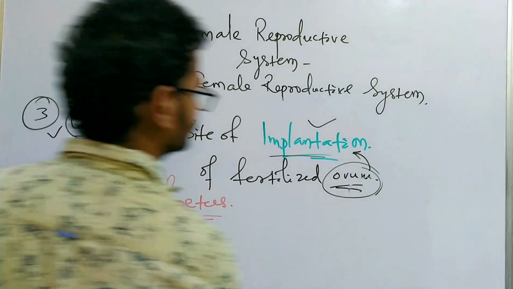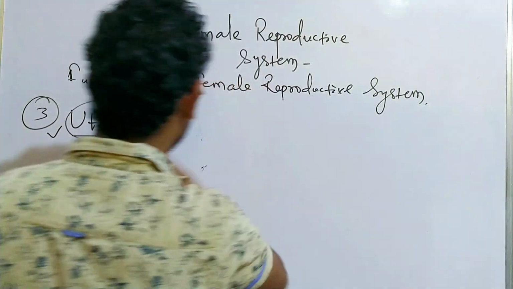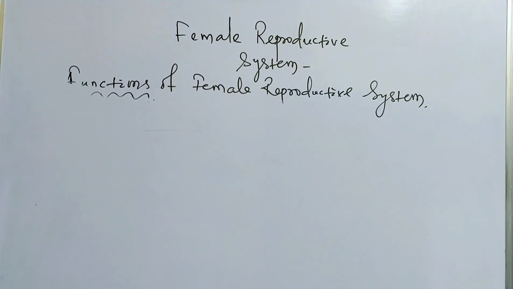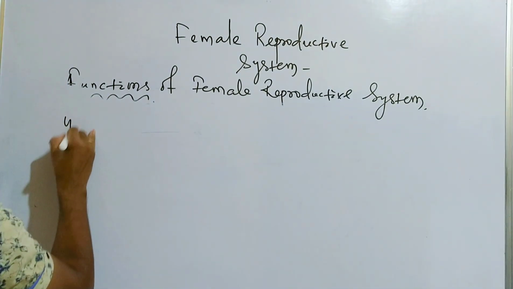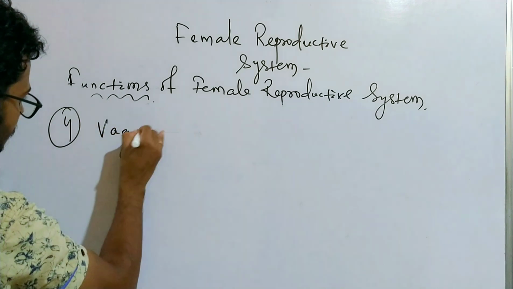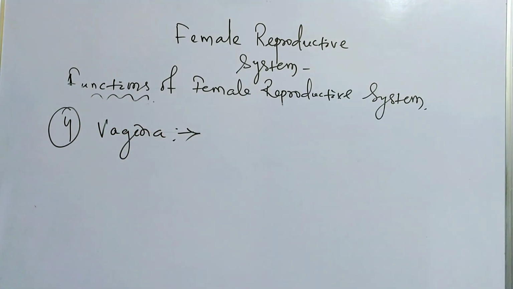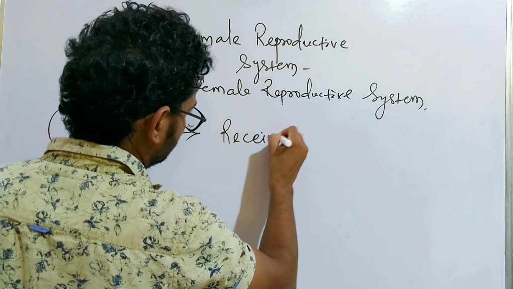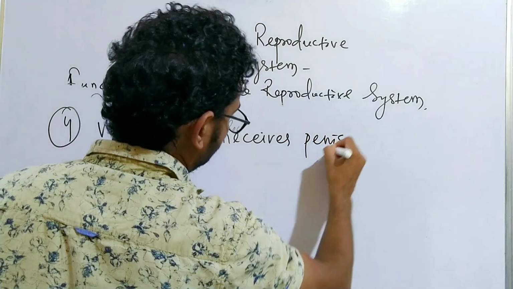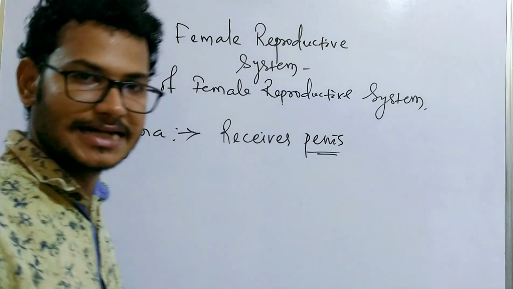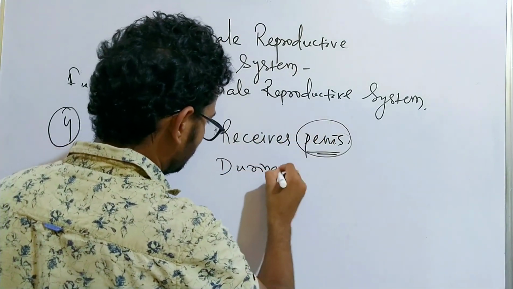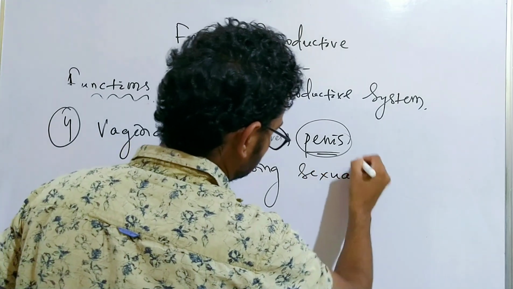Next, let's move on to the genital organ of the female. That is the fourth important structure, the vagina. This is the structure that receives the penis. The penis is the external genital organ of the male. It receives the penis during sexual intercourse.